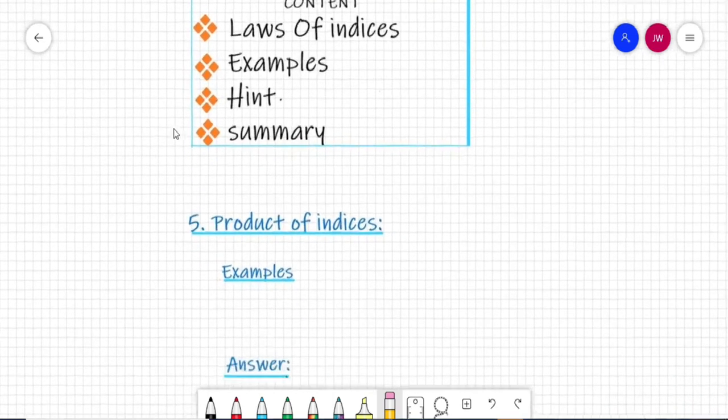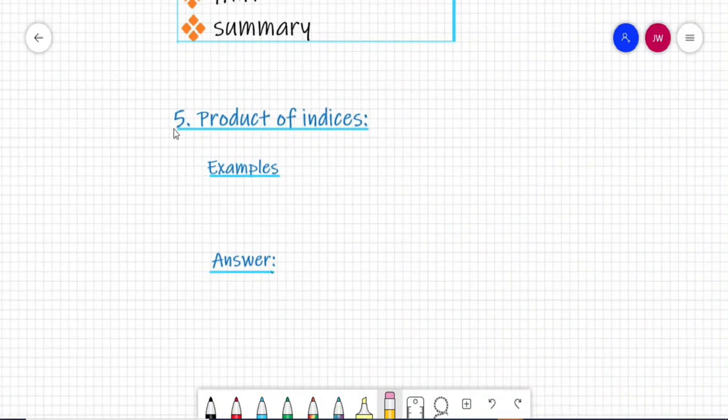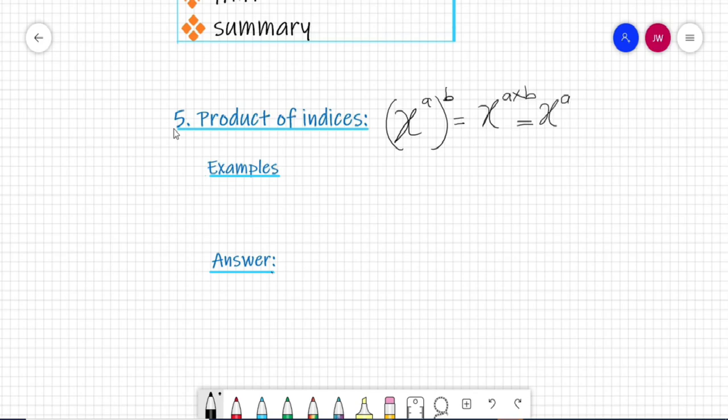Now let's move on. So our 5th law of indices states that if we have a variable x raised to the power of a enclosed in a bracket raised to the power of b, this is equal to x raised to the power of a multiplied by b. This can be further simplified into x raised to the power of ab. Before I continue, I'd like us to take note.